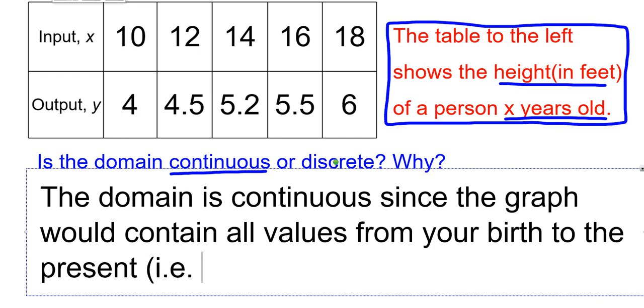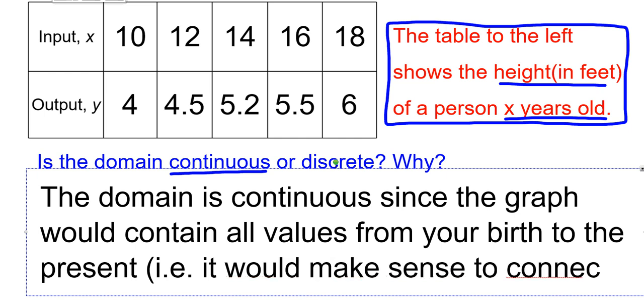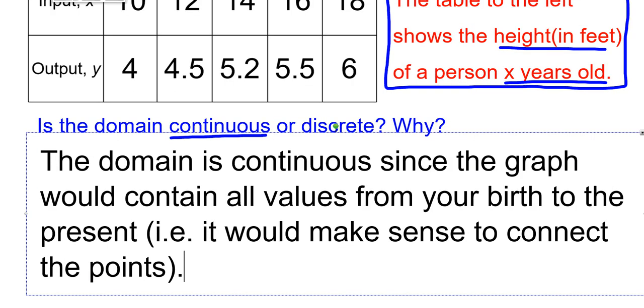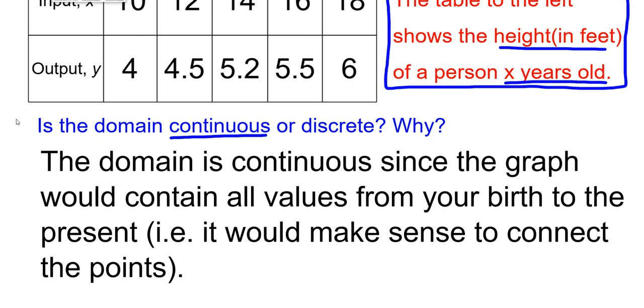What I mean by that, i.e., it would make sense to connect the points. So it's not like we're buying shirts or belts at a store where you can't buy partial things. In this example, it makes sense to connect them. Another example that would be continuous, let's say you're finding the distance you've driven over x hours. You're not teleporting from one place to the next. It would make sense, if you graph them, to connect those points, so that would be continuous as well.